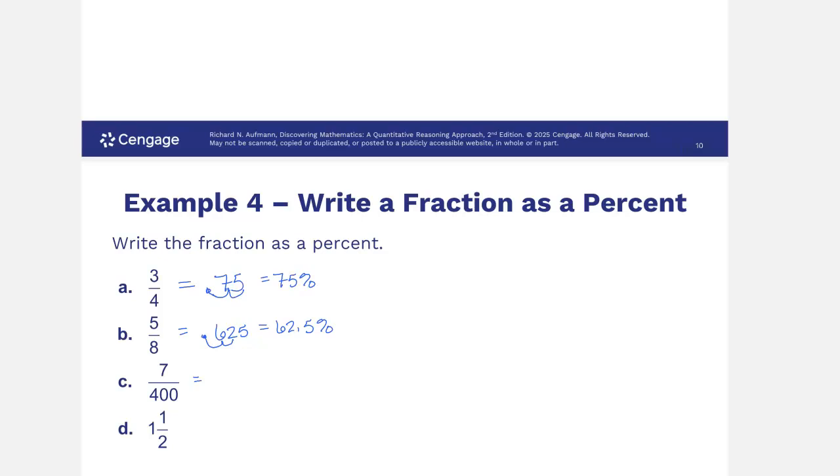That next one, I have 7 divided by 400 as a decimal. It's 0.0175. And we move that decimal 2 places to the right. We get 1.75%. And then when I type this in my calculator, this is really 1 plus 1/2, which is 1.5 as a decimal. And then we're going to move that decimal 2 places to the right to get 150%.